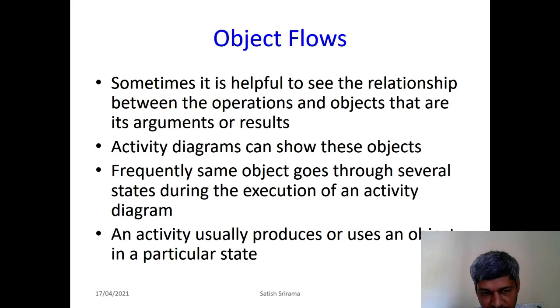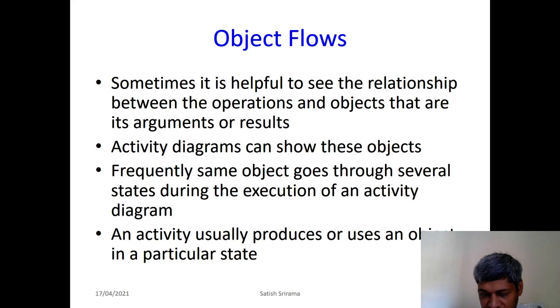But most frequently, some objects themselves go through several states during the execution of an activity diagram. So the object may go through several states during the execution. So each activity may move that object to a different state. And an activity usually produces or uses an object in a particular state. So that is what object flows basically show.